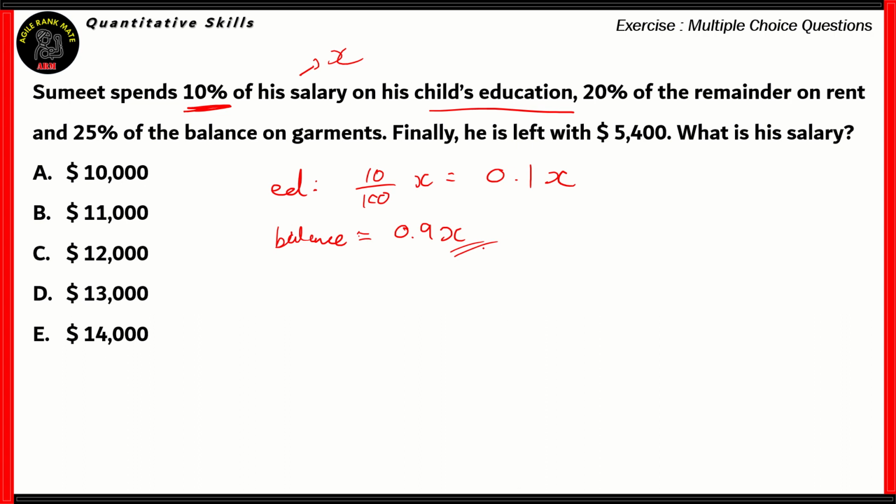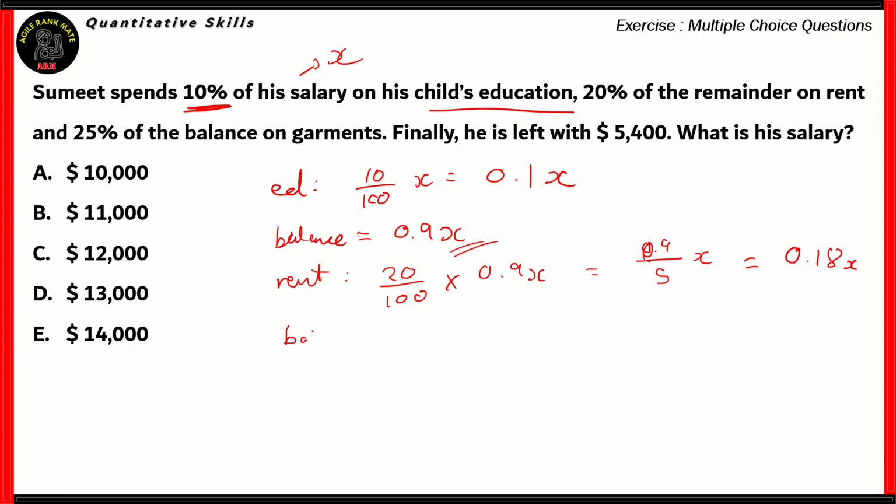Now this is the amount that he has. Now using this amount, he spent 20% of 0.9x on rent. So for rent, the amount that he gave is 20 by 100 into 0.9x. 20 by 100 is the same thing as 1/5. So 0.9 over 5 x is the amount of rent that he paid. So 90 over 5 gives you 18, so 0.9 over 5 gives you 0.18. So Sumit spends 0.18x on rent.